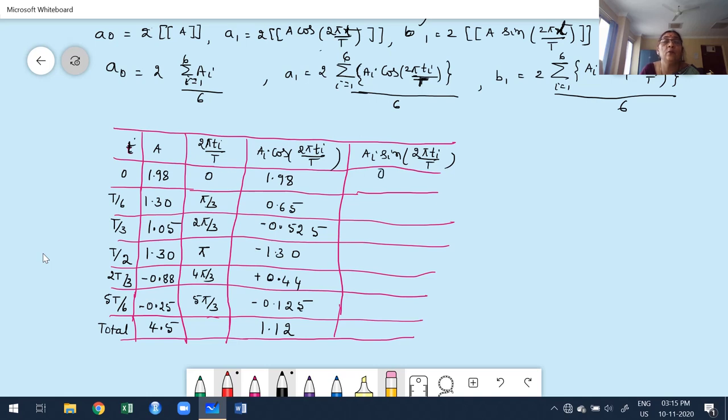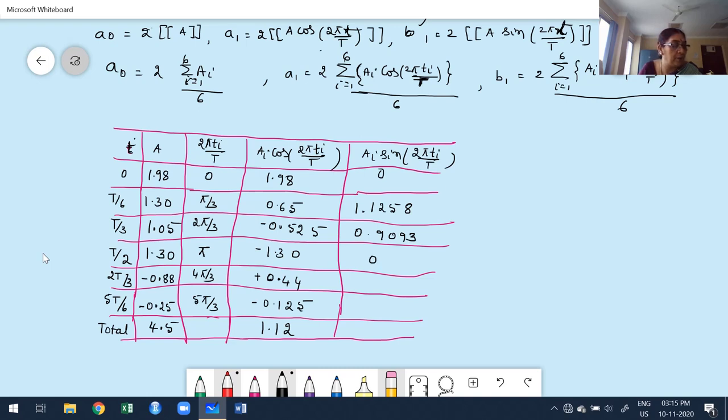Next, second value of t by 6, pi by 3. Sine pi by 3 into 1.30, multiply that, we get, rounding up to 4 decimal places, 1.1258. Rounding up to 4 decimal places means observe the 5th decimal. Suppose it is greater than or equal to 5, you shift 1 unit to the 4th place. And next, sine of 2 pi by 3 into 1.05, we get 0.9093. Everyone, you know how to use the calculator. And next, sine pi is 0, the product is also 0.